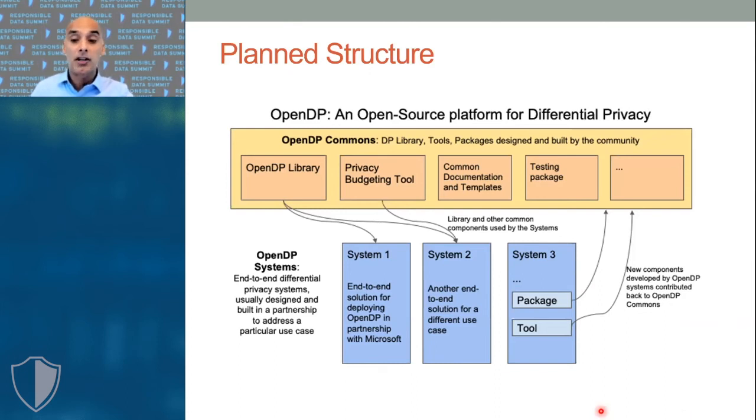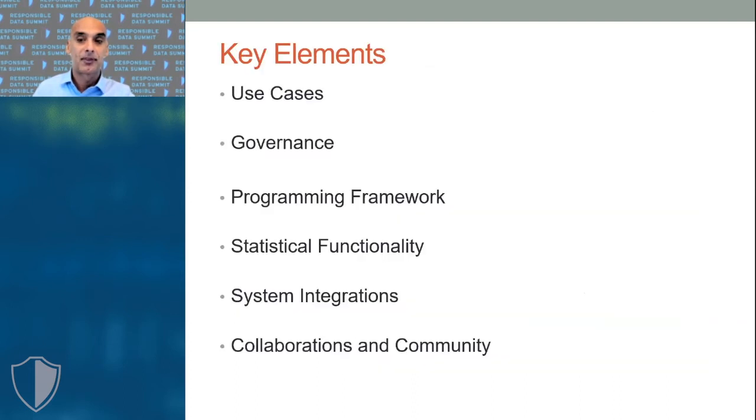We have already started building the first such system in partnership with Microsoft. And by definition, the OpenDP systems will make use of components from the OpenDP Commons once it exists. Conversely, we expect the efforts to build these systems will result in new or improved general purpose components to be contributed back to the Commons, subject to community vetting. Here are the key elements we see for OpenDP, which I will talk through one at a time.